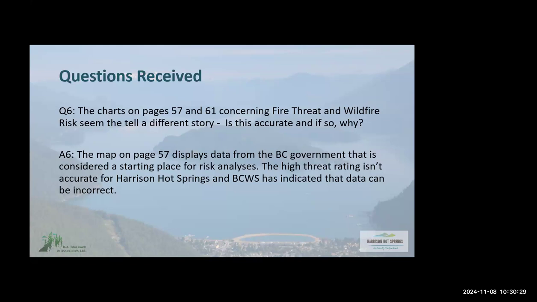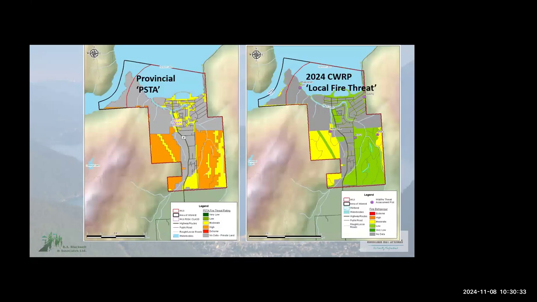So the first map, I'll flip to that slide to show you. On the left is the map on page 57 that was referred to. This is the provincial PSTA, or Provincial Strategic Threat Analysis map. This threat rating is done on public land across the province, and it's a high-level threat analysis that takes vegetation inventory data and remotely sensed data and puts in all these other fire behavior parameters, but importantly, it doesn't have a ground check component. The map on the right is the one we were looking at before. It's our local threat analysis, which takes similar inputs, but it's informed by checking the fuel type locally. And so they have extremely different threat ratings.